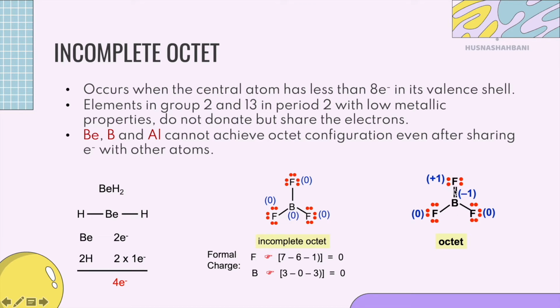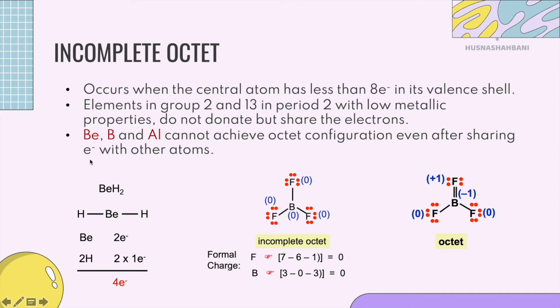You can make multiple bonds for BF3, making this B atom obey the octet rule, but the formal charges are not all 0. In this structure the formal charges are all 0, which means this BF3 structure is more stable than the BF3 structure with multiple bonds. That's why we choose this BF3 structure without the multiple bond. So BF3 is in incomplete octet.